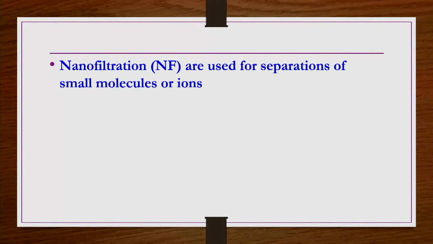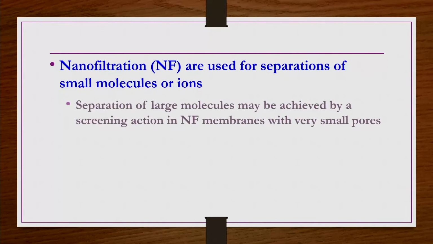Whereas nanofiltration is used for separation of small molecules or ions, separation of large molecules may be achieved by the same nanofiltration, where the screening action takes place by using a kind of nanofiltration membrane with very small pores. In general, nanofiltration separation processes are used to separate very small molecules or ions. But if such membranes are used for solutions having large molecules, then the separation will take place by a kind of screening action.